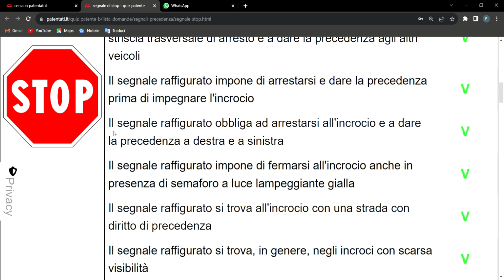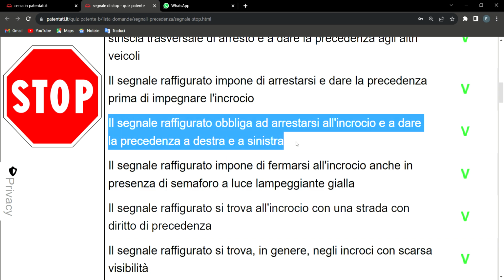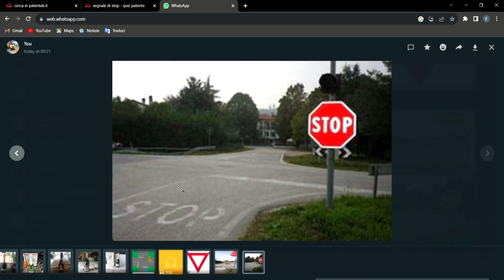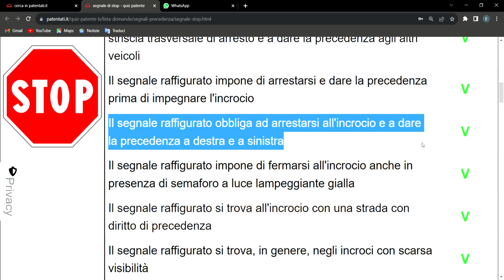Again, number three says: il segnale raffigurato obbliga ad arrestarsi all'incrocio e dare la precedenza a destra e a sinistra. In a junction that has this sign, it is obligatory, compulsory, that you as a driver have to stop. And not only that, by the time you stop, make sure that you give way to vehicles coming from your left and from your right before you transit. Giving way simply means waiting for them to transit first before you occupy the junction. This is the reason why this one is vero.